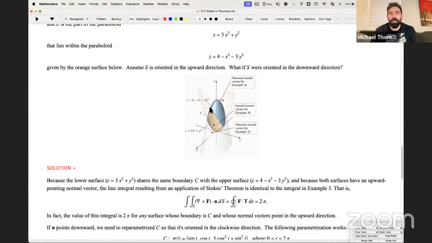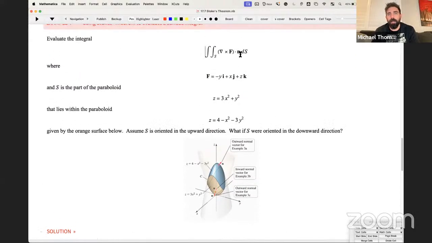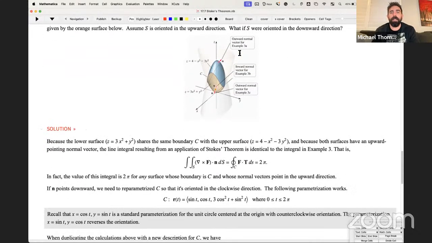So you really don't have to do any work here. You already know the answer. If you were asked to find the surface integral along this different surface, it necessarily has to be the same answer. It still has to be 2 pi. Now, if you want, you could run through the calculations and you'll get the same answer.